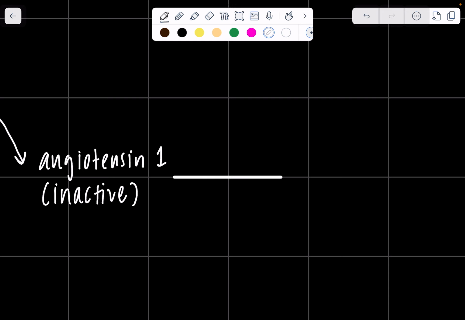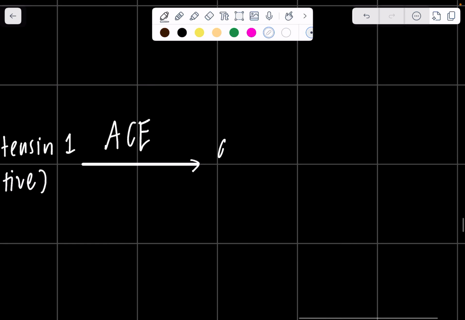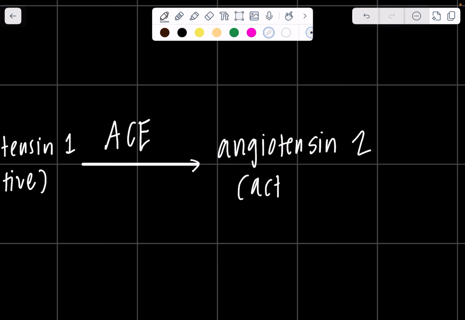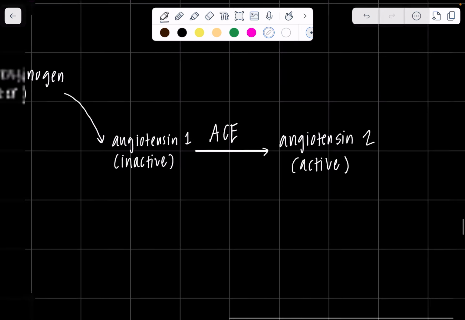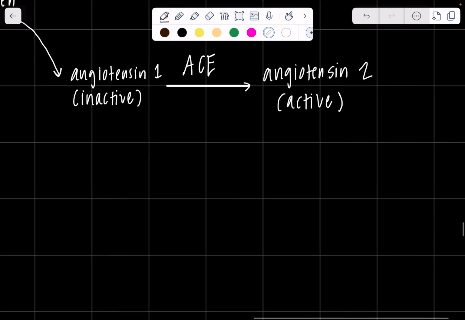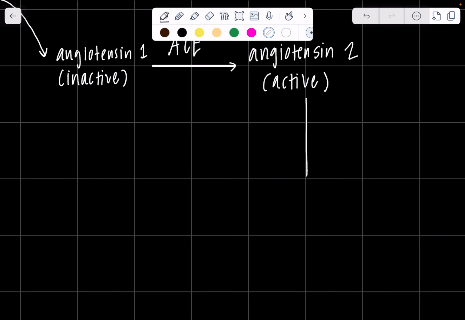In order to activate it, we will use ACE, also known as angiotensin converting enzyme. It will convert angiotensin 1 into angiotensin 2, which is now in its active form. So now that we have angiotensin 2, we're happy, and it is a great product because it can do a few different things.